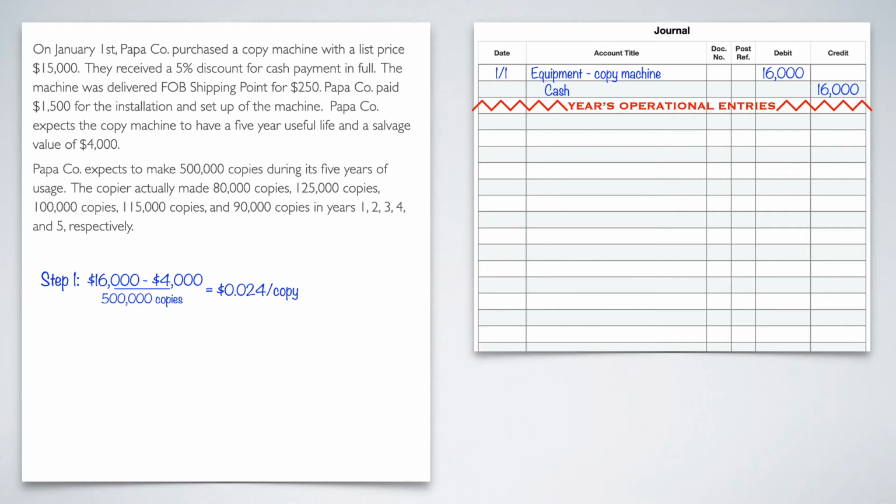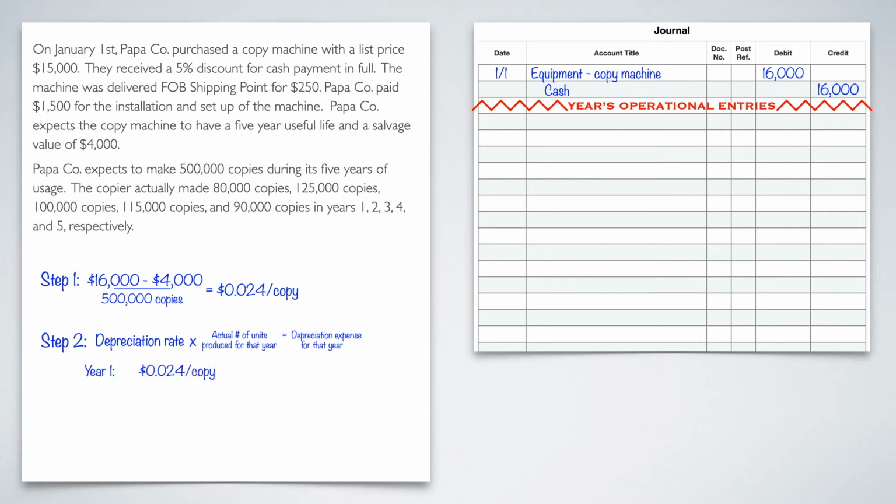Now, you can put an asterisk beside that number or highlight it, because once you calculate that number, you're done with it. You're going to use that each year from here on out. So step one is kind of a one and done thing. Step two is that we take the depreciation rate we just found and multiply it by the actual number of units produced for that year. We'll do this on a yearly basis, and this gives us our depreciation expense for that year. So let's start with year one.